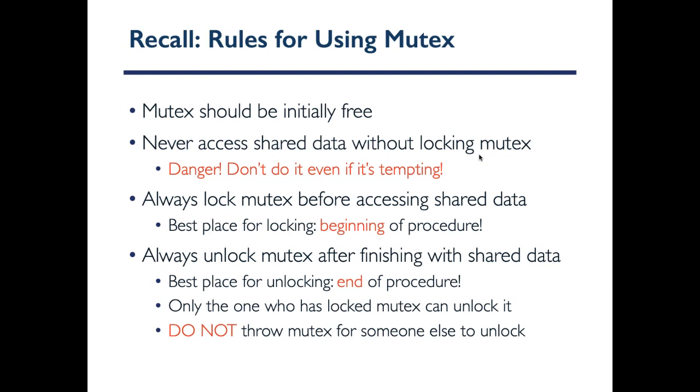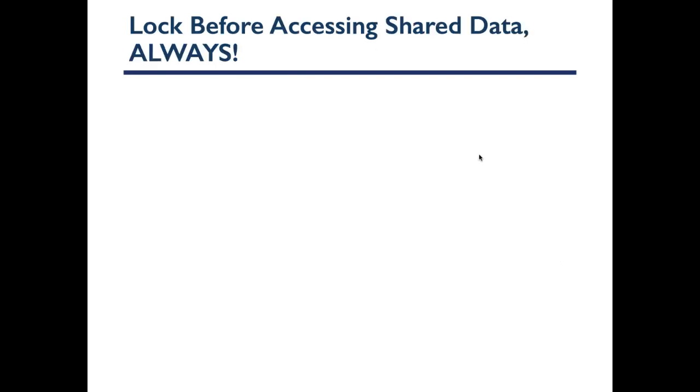So, as a recall, rules to take care of when you're using mutexes: always initiate a mutex to be free. Never access your shared data without locking the mutex that corresponds to that shared object. The best place to lock a mutex is the beginning of your function. That gives you much better readability of your code. And the best place to unlock it is at the end of your function. And never throw your mutex for someone else to unlock.